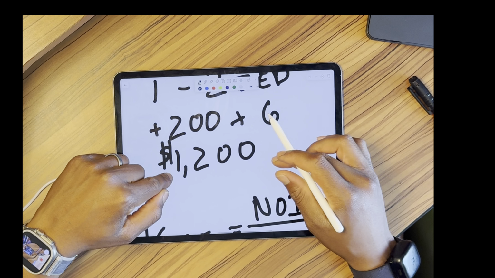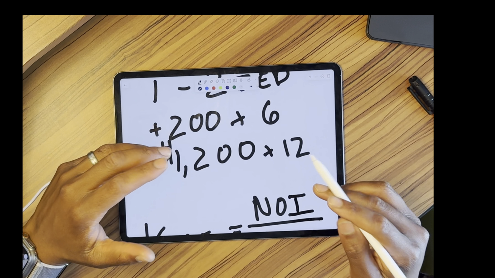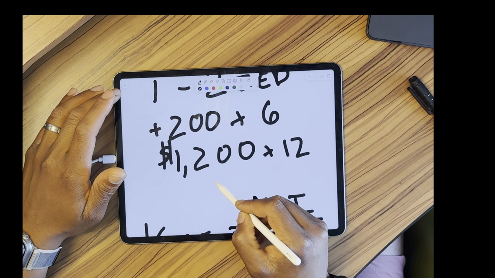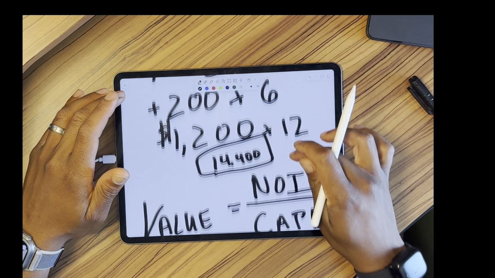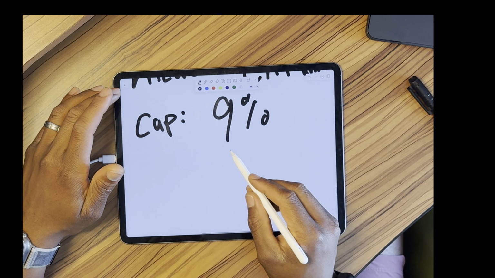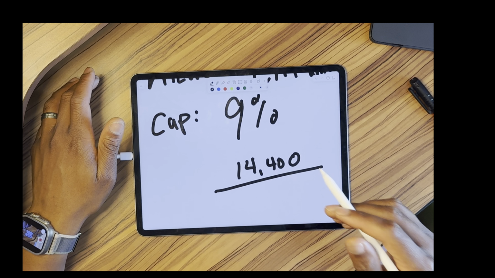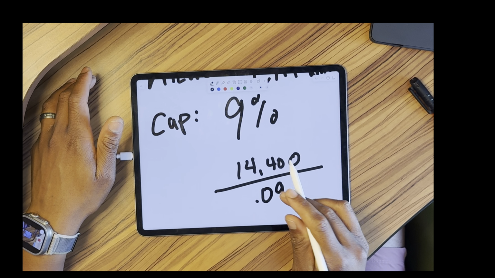So about $1,200, if we multiply that by 12, because when you do the cap rate and we get the value, you've got to spread that over 12 months. That value is $14,400, right? So that's going to be the NOI increase. So the NOI is going to go up $14,400. So what we're doing is we're getting the impact of adding those additional bedrooms. So we're going to divide that by 0.09.